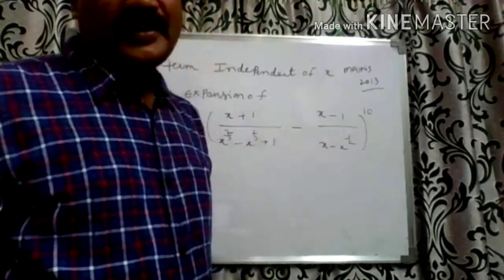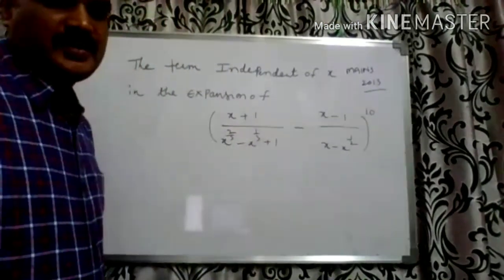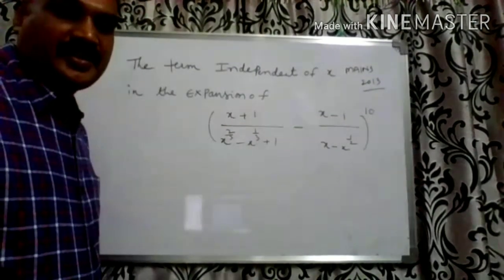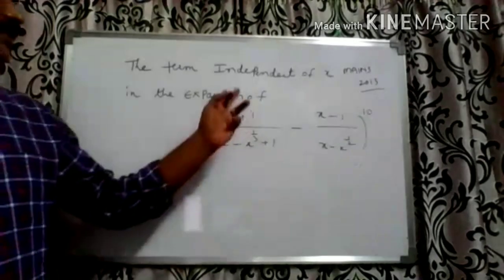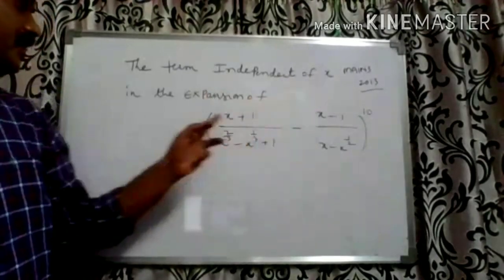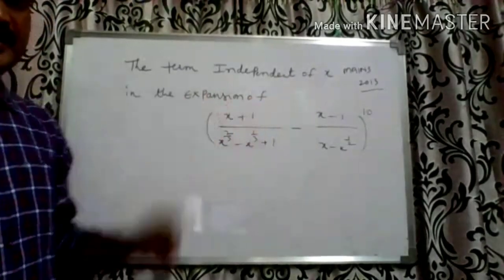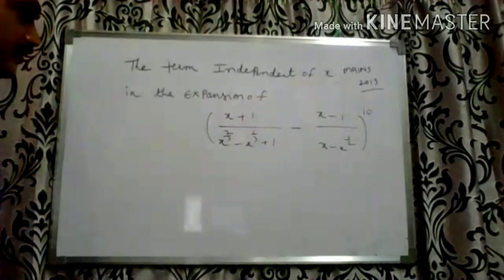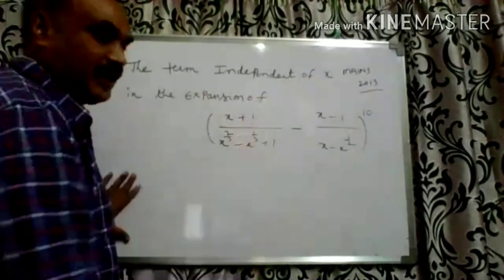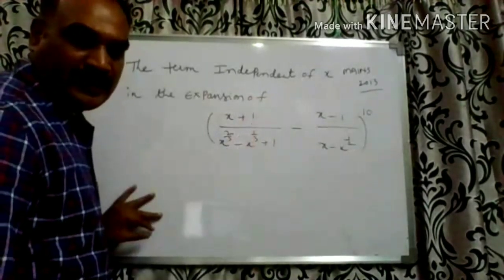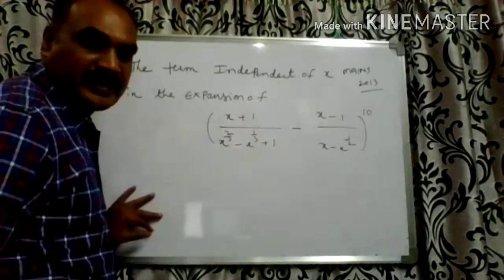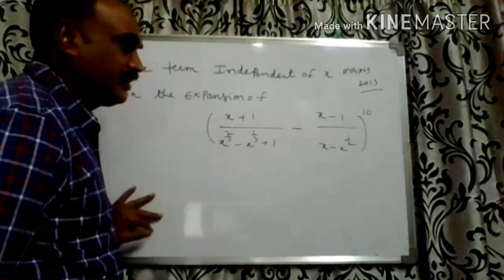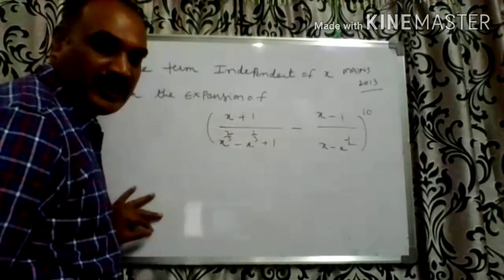Okay, students, today we discuss middle terms, rational terms, irrational terms. First problem: the term independent of x in the expansion of (x plus 1 by x power 2 by 3 minus x power 1 by 3 plus 1 minus of x minus 1 by x minus x power 1 by 2) whole power 10.